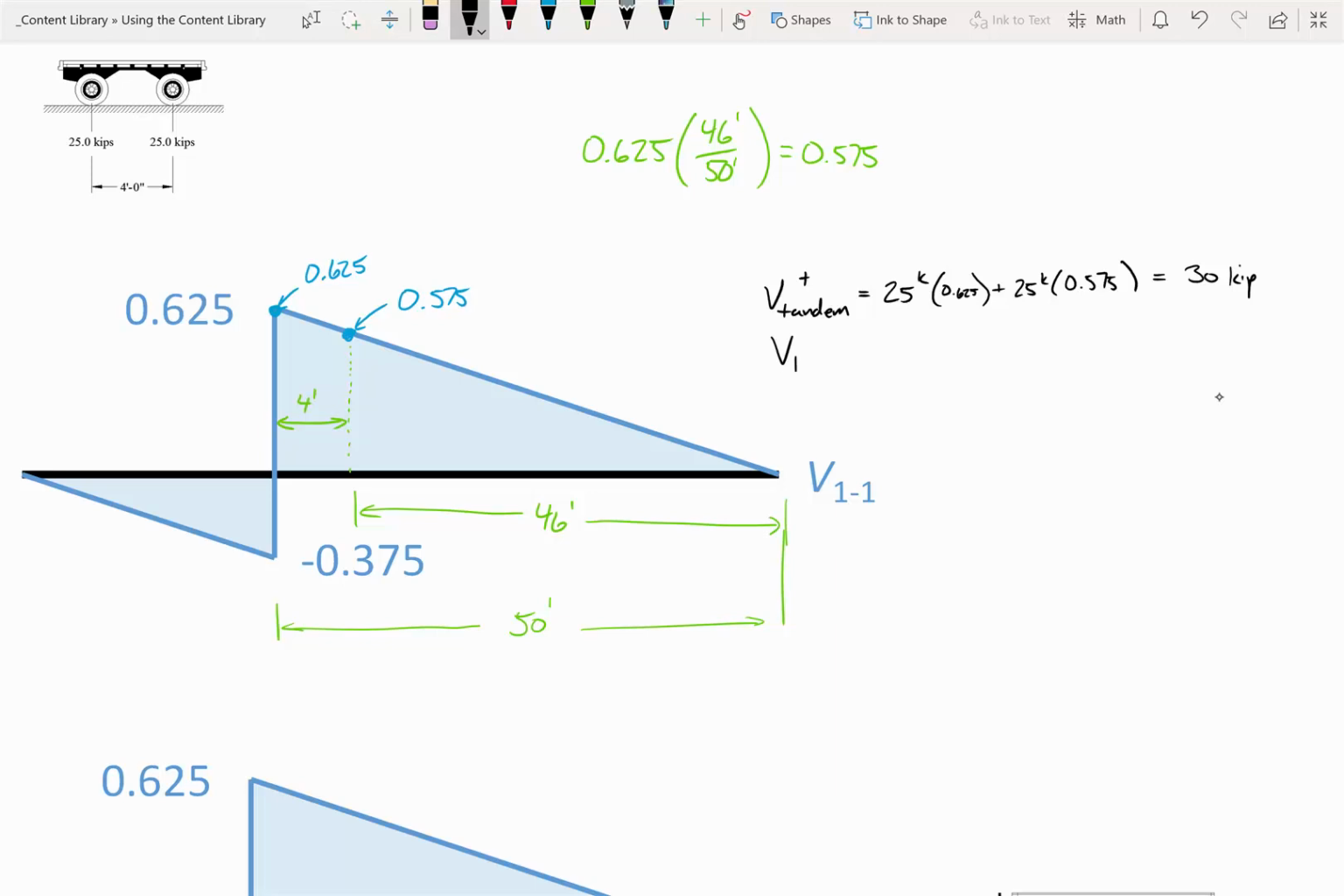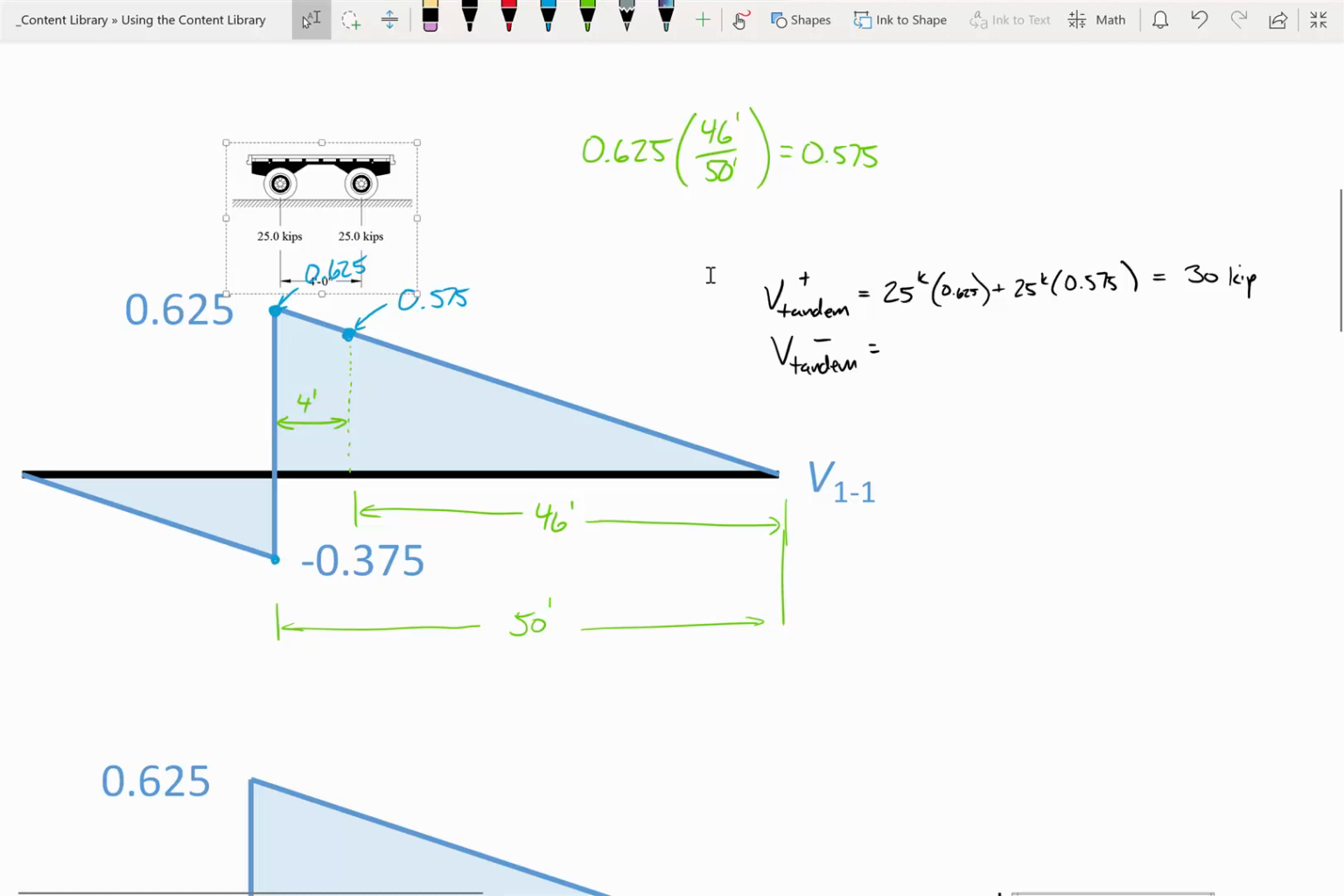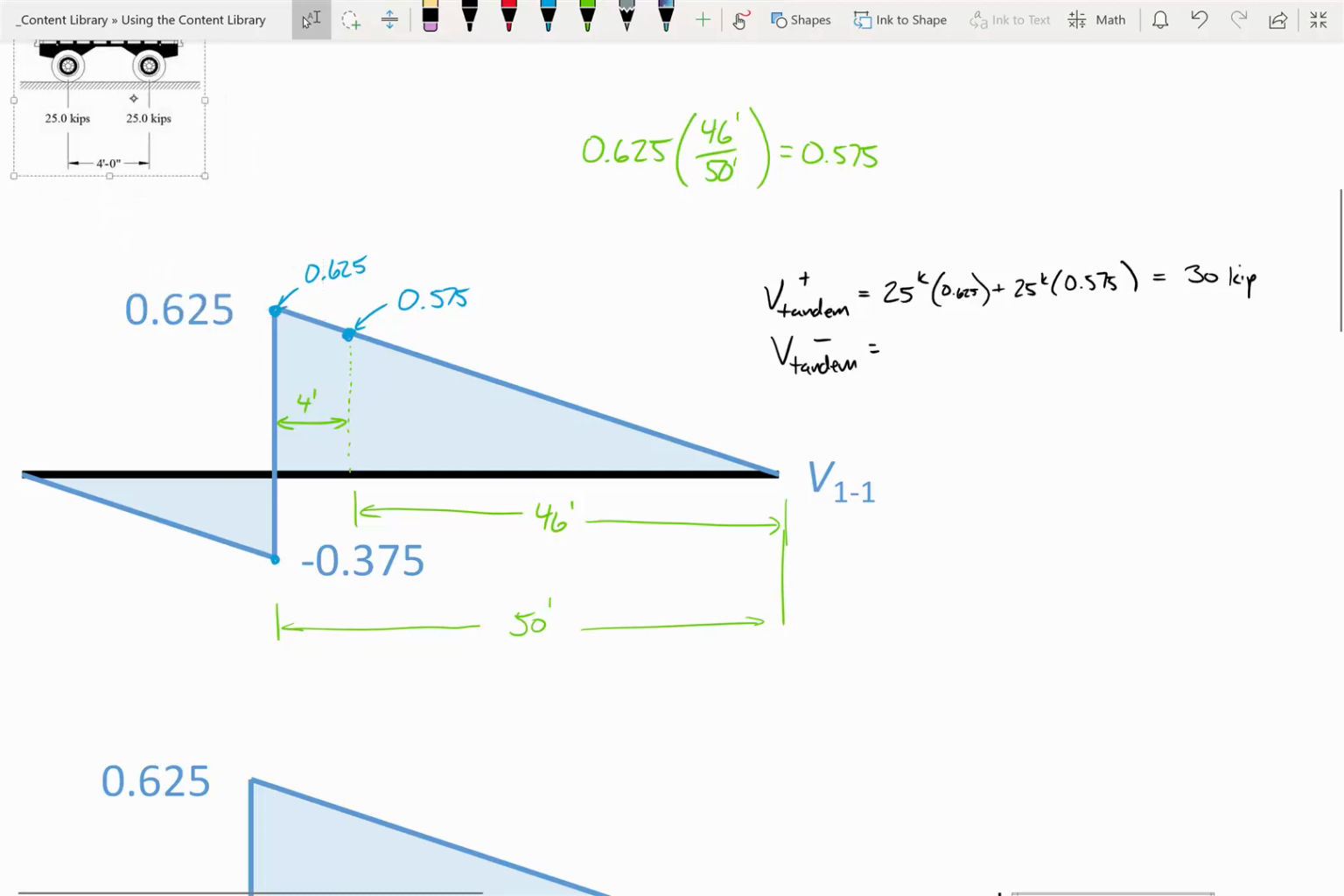So for V tandem negative, what am I going to do here? I'm going to take each of those loads times the negative values. If you look at my image, if I want to produce the worst case positive shear, I'd probably put the tandem there. If I want to produce the worst case negative shear, I'd put it there, because that's where the highest negative values on the influence line show up. So I know that this one is 0.375. I then need to know what's this, and that's 4 feet, so I need to know what's that.